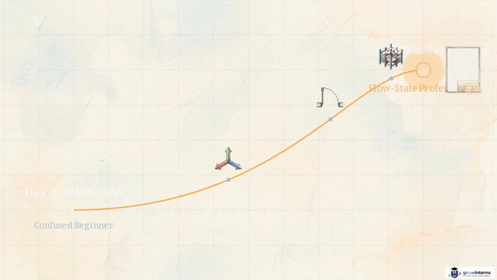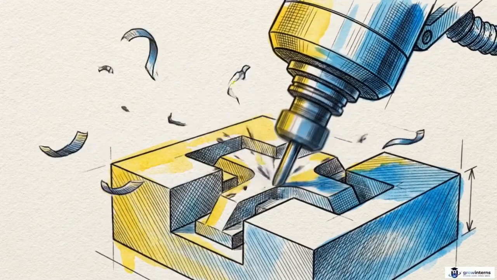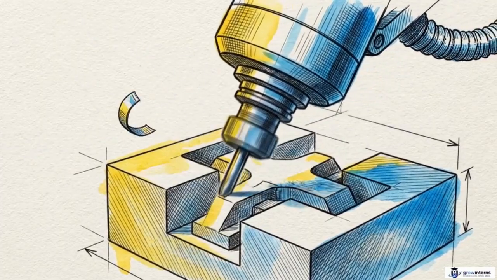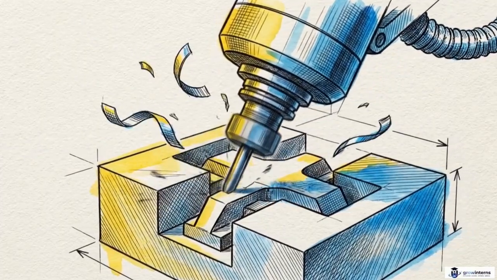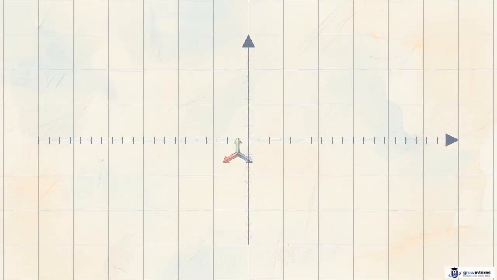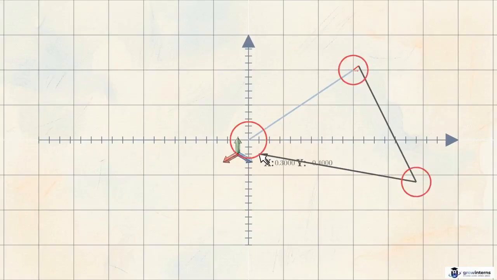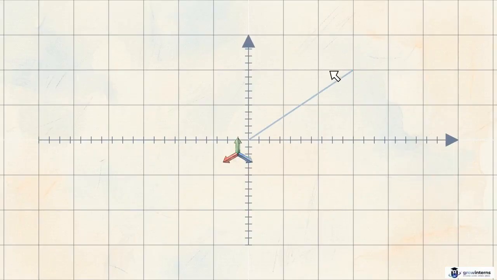We are going to trace the exact timeline from a confused beginner on day 1 to a flow state professional on day 23. The challenge isn't learning a new way to draw. It's learning to treat every line as a precise mathematical instruction for a machine. In AutoCAD, a line represents a specific set of mathematical data points mapped onto an infinite Cartesian grid. Dragging a mouse freehand introduces microscopic errors that quickly compound into structural failures.